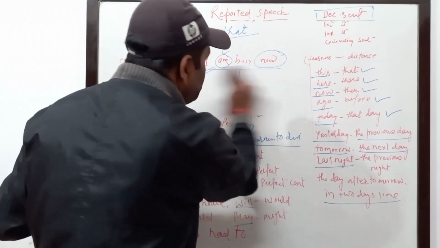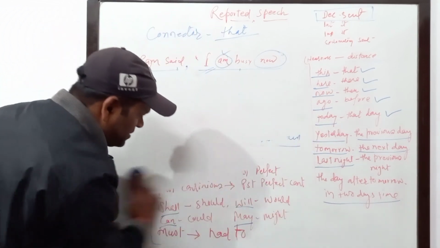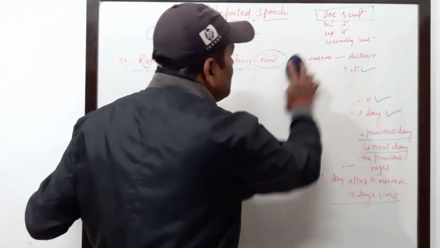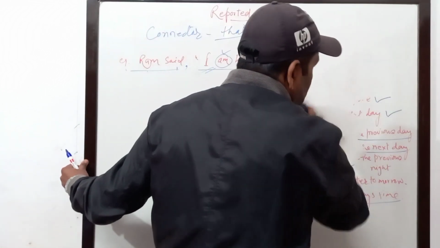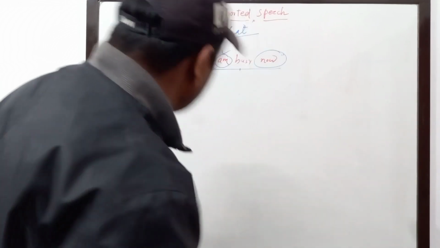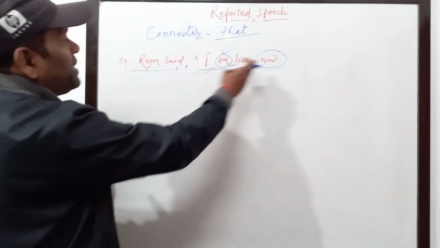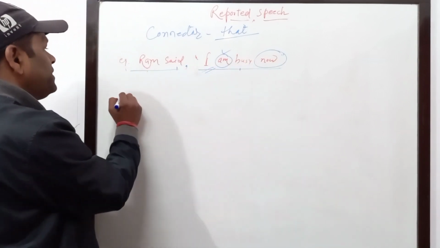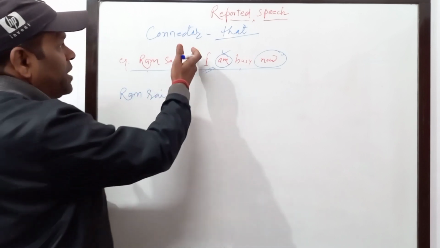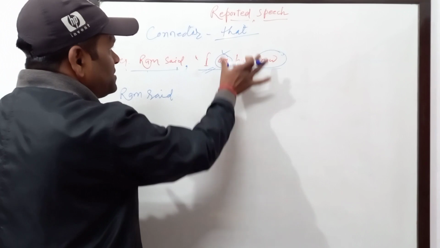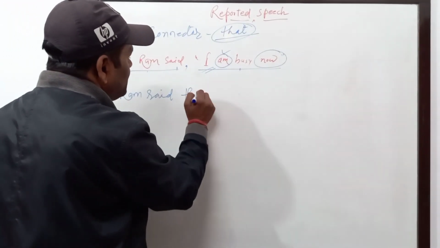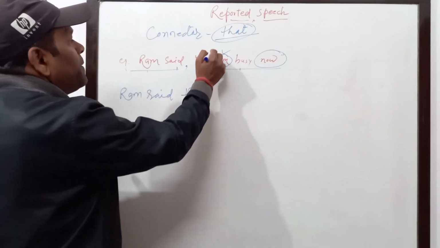Now let me take this sentence. As it is written in the direct speech or direct narration, we'll change it into indirect narration by applying all those rules which we have discussed now. Check this. Ram said, I am busy now. Now we'll write again here. Ram said, okay. Now as you know, one part is this, the other part is that, and we are going to use the connector. So it is here that Ram said that.